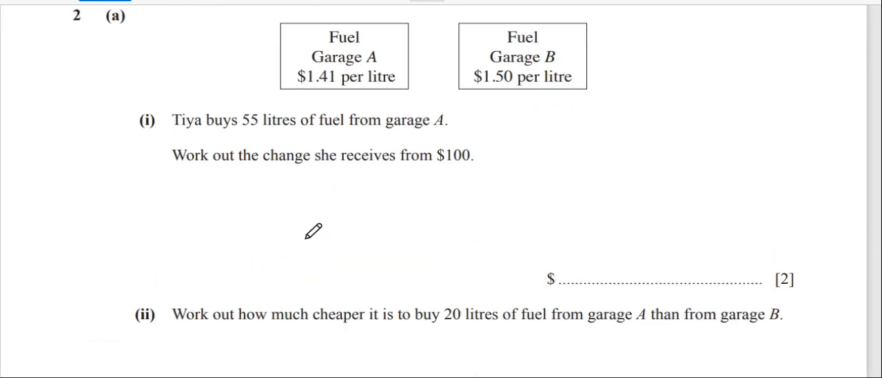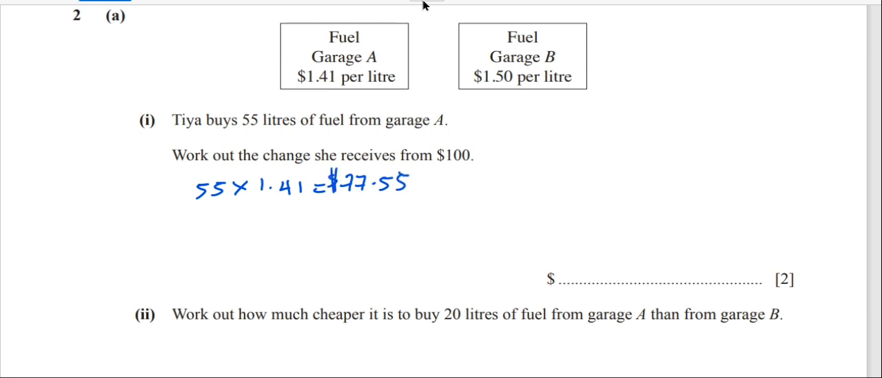So here we have two fuel stations, okay, of fuel garage, A and B. A is selling at $1.41 per liter, while B is selling at $1.50 per liter. Okay, so they say Tia buys 55 liters of fuel from garage A. Work out the change he receives from $100. So all we need to do, since it's 55 liters, is 55 times 1.41. That will give us 77.55. So this is the cost of the fuel that she bought.